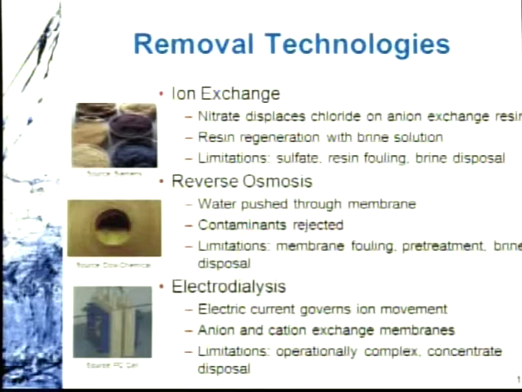Now, reverse osmosis is another technology that you might be familiar with, even if you have a small under-sink water treatment system at your house as a point of use device. This is where water is pushed through a tight membrane. The membranes are so tight in terms of the pore sizes that contaminants like nitrate and arsenic and other things are rejected by the membrane, but the water itself is allowed to pass through.